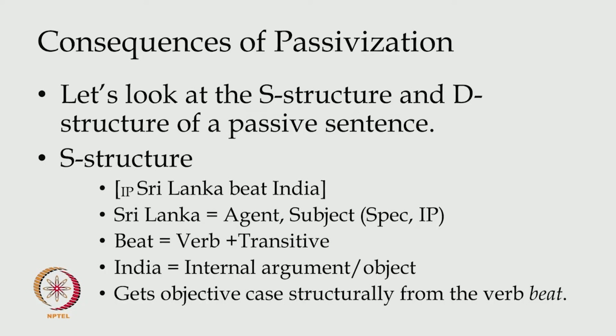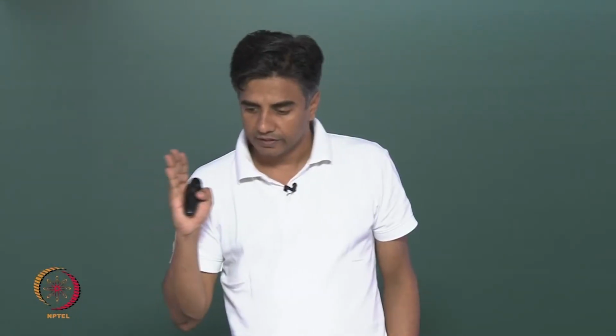So look at the deep structure and S-structure of an active sentence. In an active sentence it's an NP. At S-structure, Sri Lanka beat India, that's an active sentence, where Sri Lanka is an agent, subject, it has an agent theta role. Now we are looking at an active sentence. Beat, the verb, which is a transitive verb. India, internal argument, an object, it gets accusative case structurally from the verb beat. Good. Everything is taken care of in this sentence.